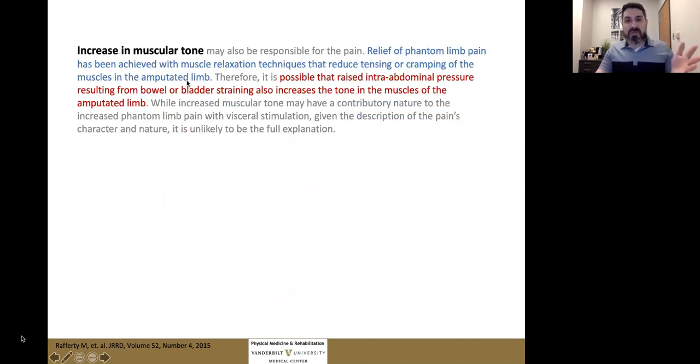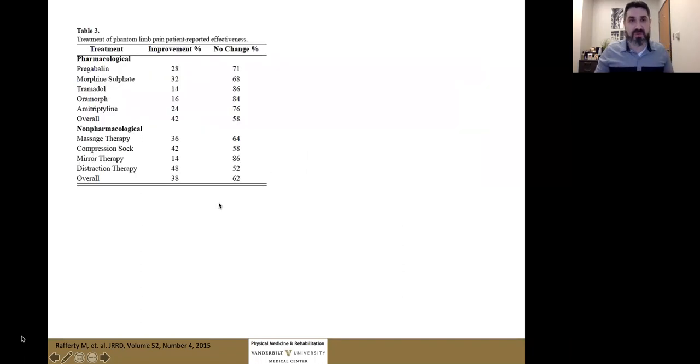All right, so an increase in muscular tone. It's possible that raised intra-abdominal pressure resulting from bowel or bladder straining increases the tone in the muscles of the amputated limb, right? So this is why relaxation techniques can help, some NSAIDs can help, muscle spasm relaxers, things of that nature. But given the nature and character of this pain, it's unlikely that just increased muscle tone is the whole story, as we've understood.